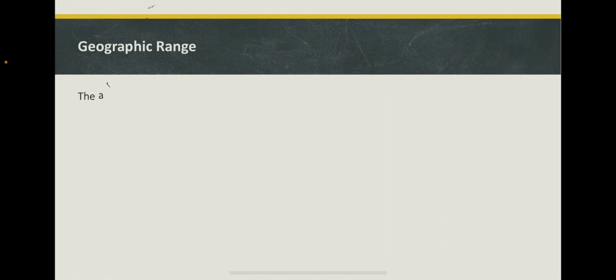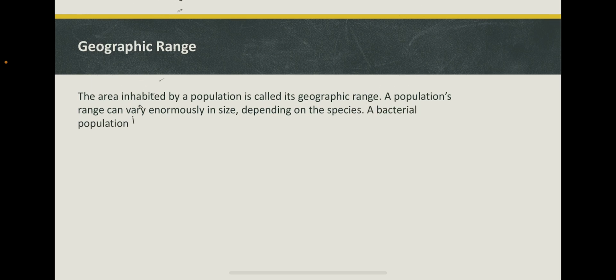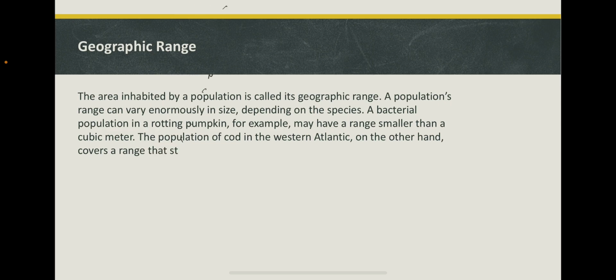So we are going to start with the first thing, the geographic range. What's the geographic range? Geographic range is the area inhabited by a population. A population's range can vary enormously depending on the species. A bacterial population in a rotting pumpkin, for example, may have a range smaller than a cubic meter. The population of cod in the western Atlantic, on the other hand, covers a range that stretches from Greenland down to North Carolina in the United States of America.